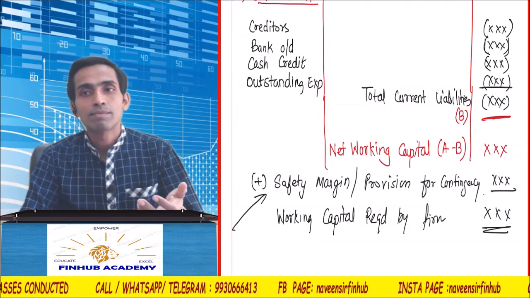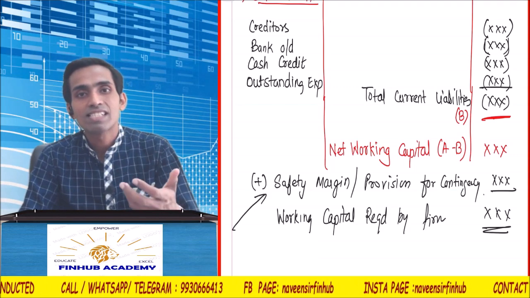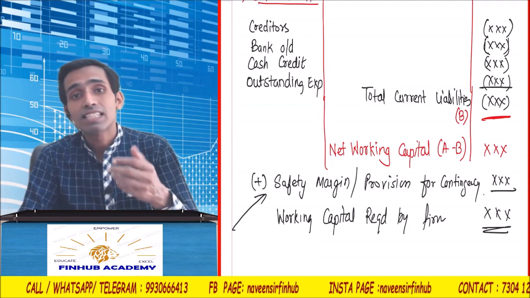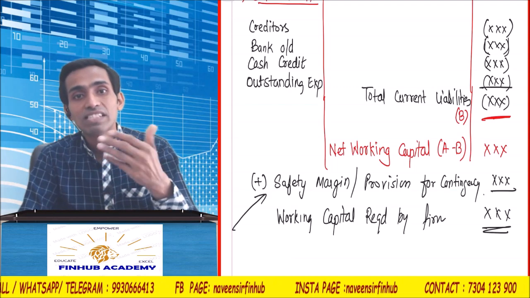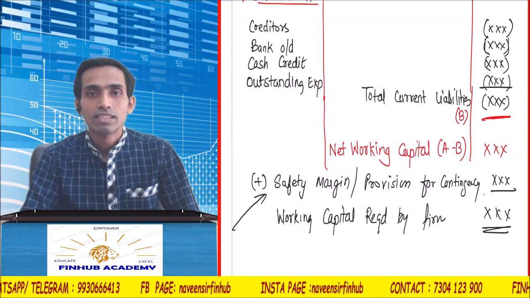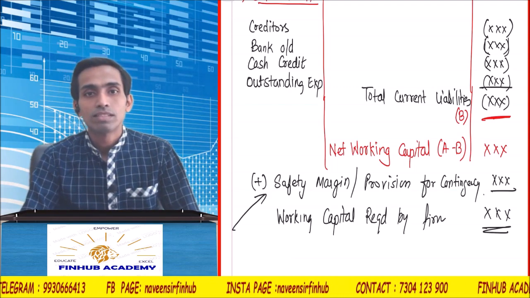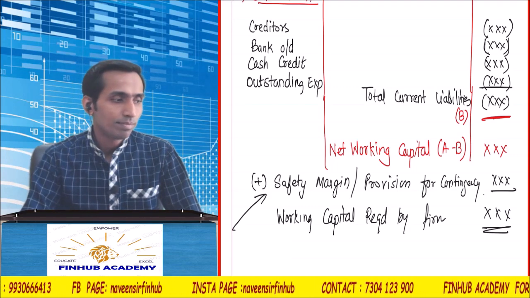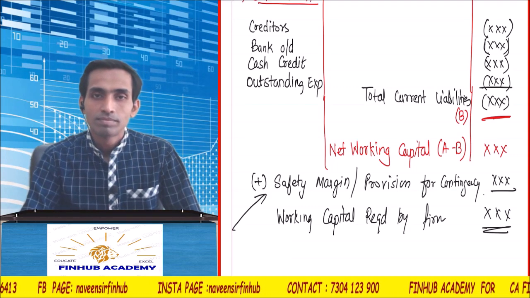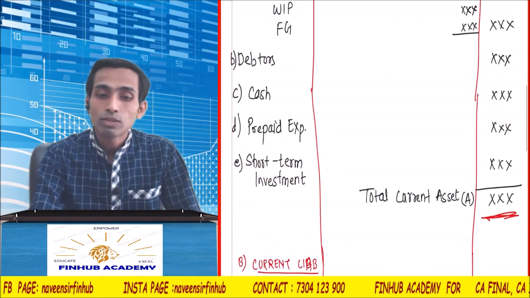Provision for contingency means what? I am providing for contingency. Contingency means the liability which can occur in the future. Correct? That is the working capital required by the firm. Done? How are the calculations done?